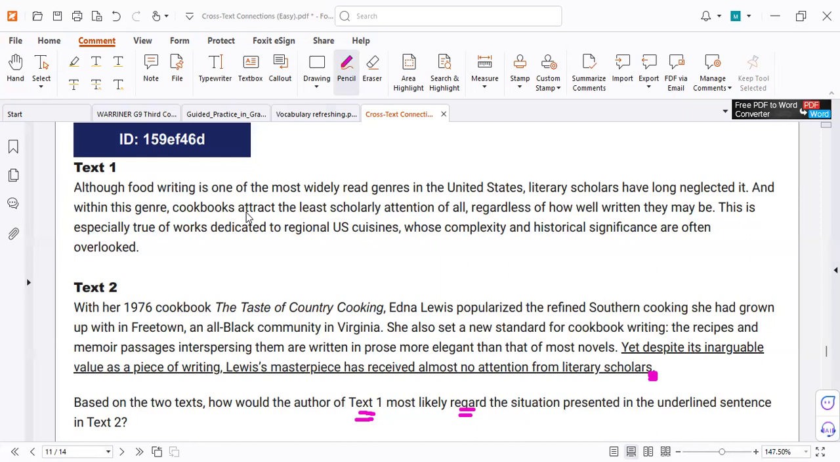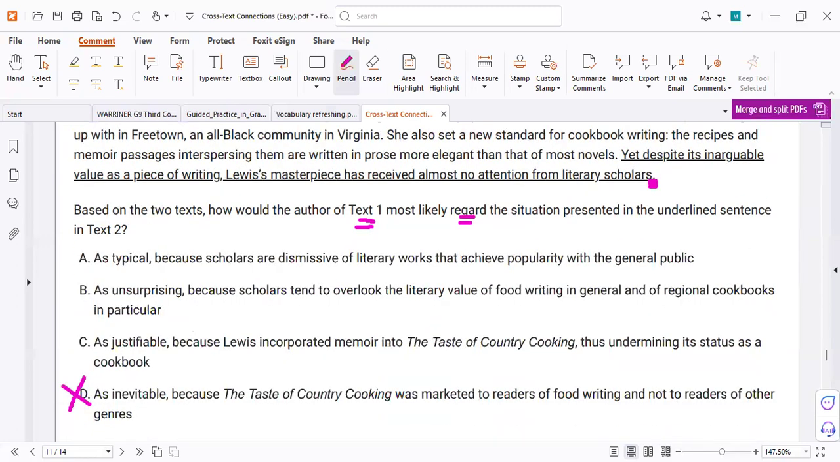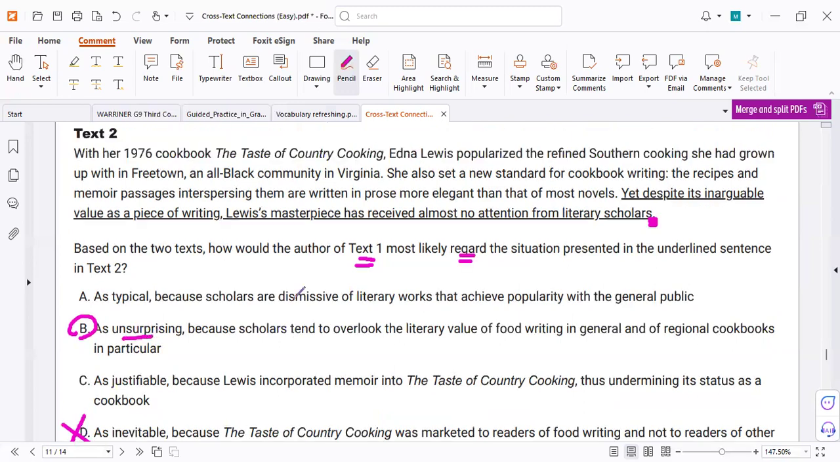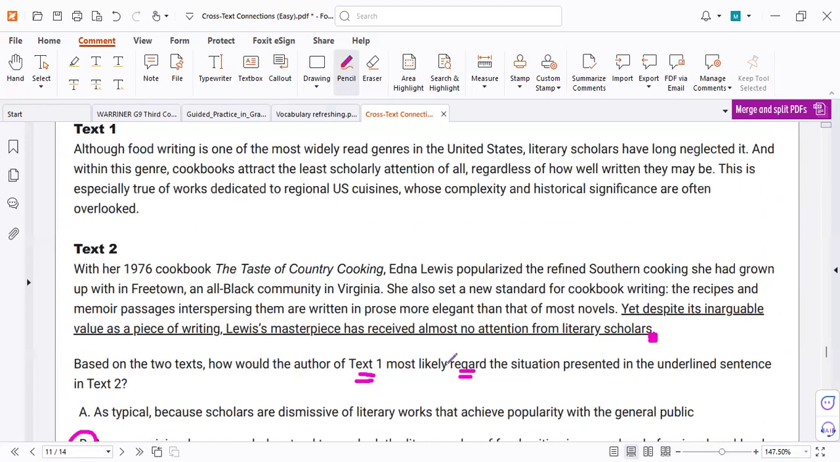The right answer is B. So letter B, excellent. So remember, I said unsurprising. What does unsurprising mean? It means was expected. Yes.